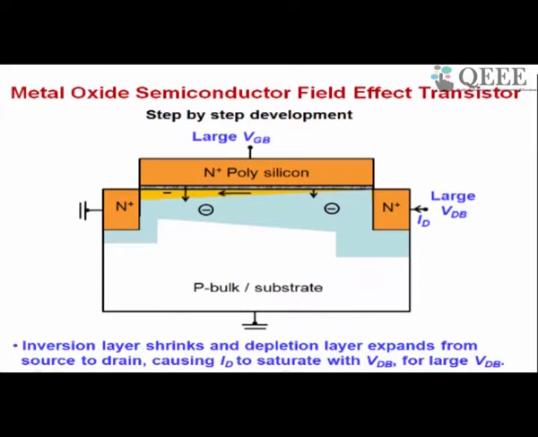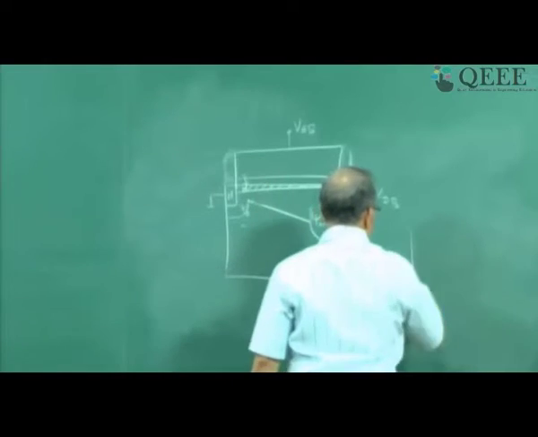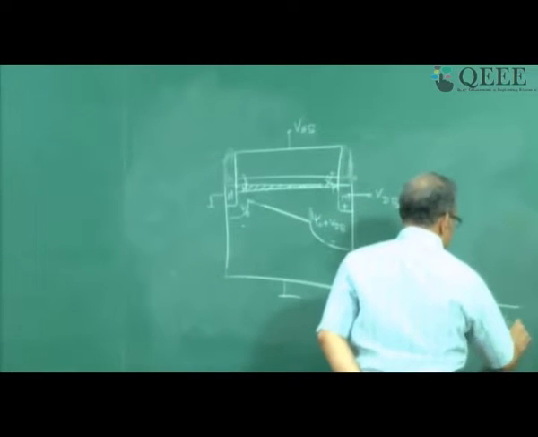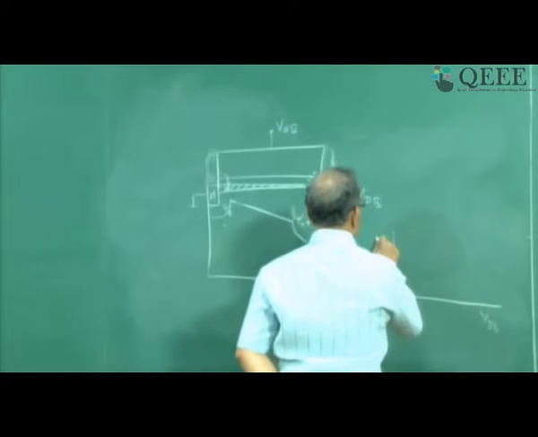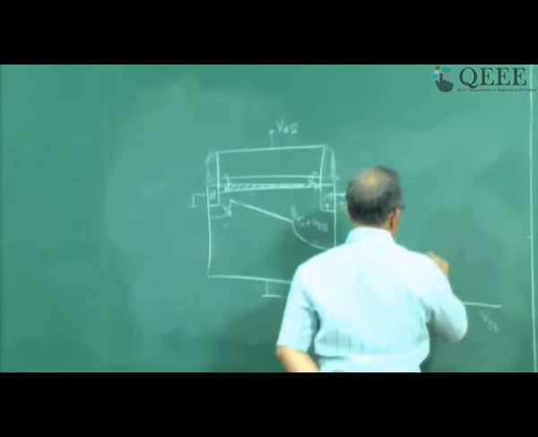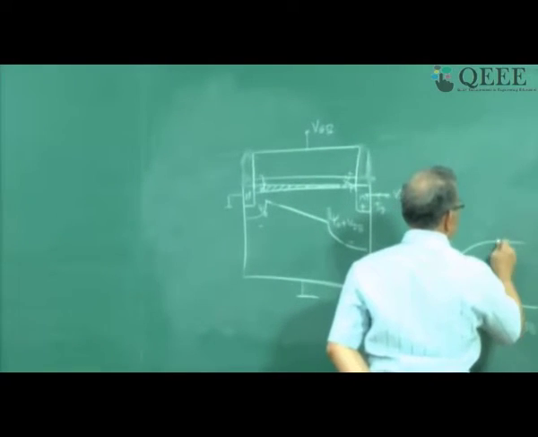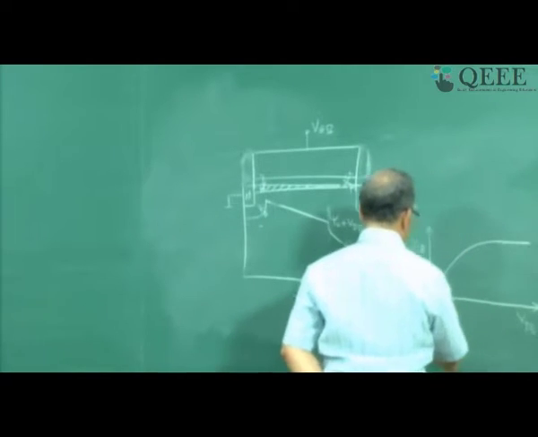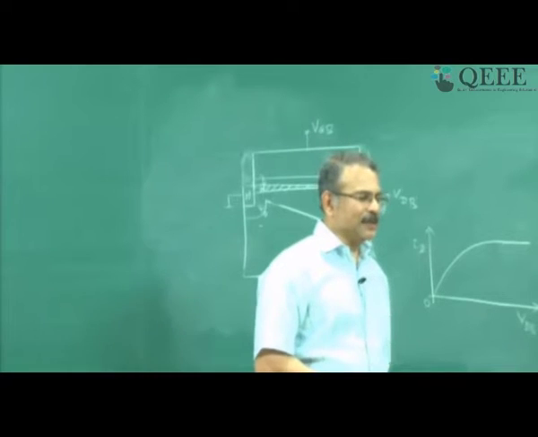Now what happens is, because the inversion charge has reduced at this end, for some VDB this charge will become 0, and once this has happened, even if you increase your VDB further, there is almost no change in the picture inside the MOSFET, and therefore the current ID will saturate. In other words, if you plot ID as a function of VDB, that is this current as a function of this voltage, it will be like this, and beyond some VDB it will saturate.